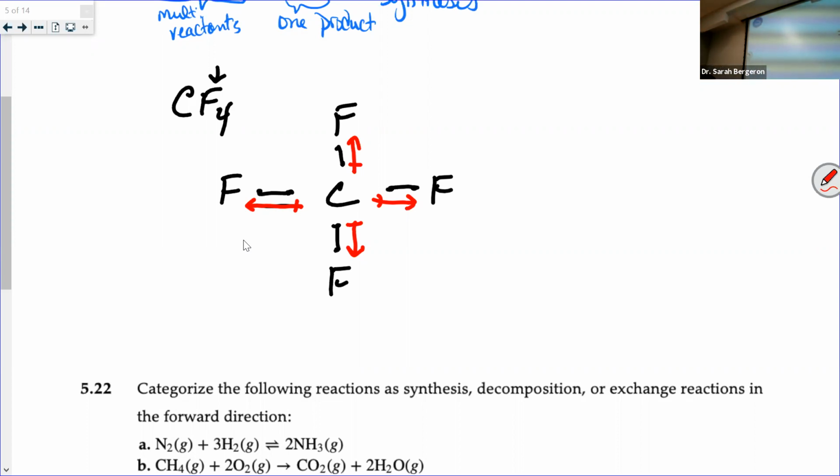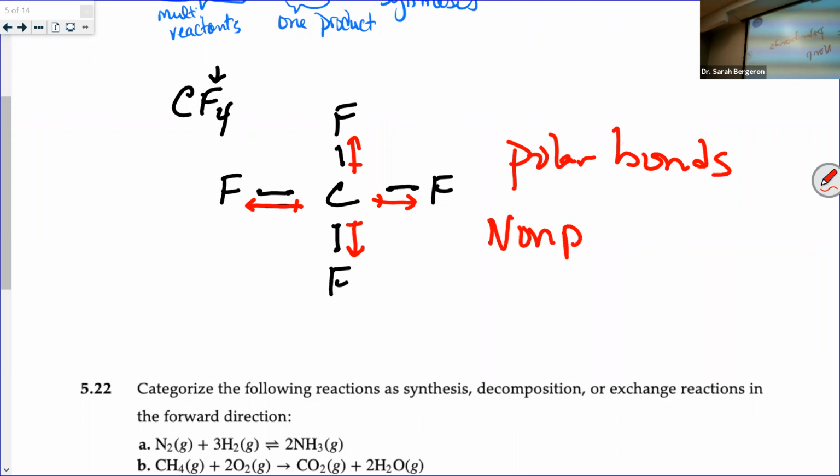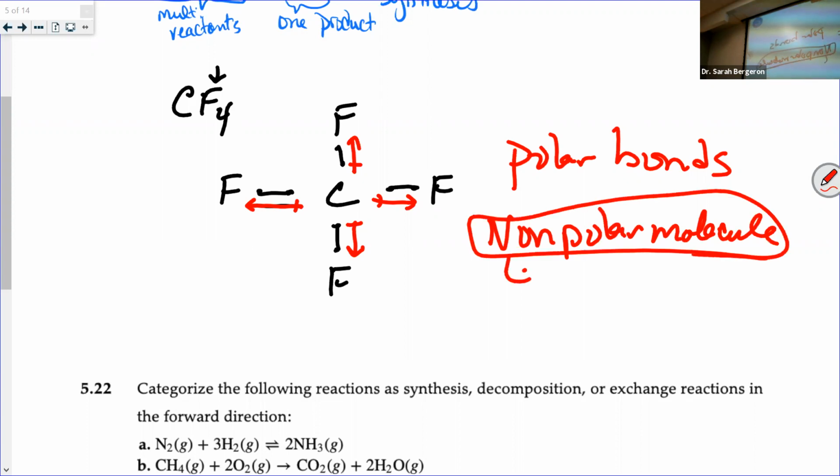Have you done vectors in physics? Okay, all the vectors cancel out. So it's a polar bond, but it is a non-polar molecule. These are polar bonds, exactly what she was talking about. This is a non-polar molecule. The reason it's a non-polar molecule is because it is symmetric.